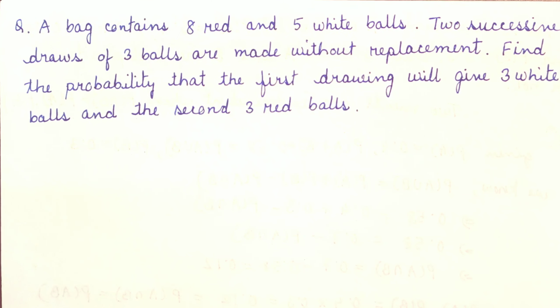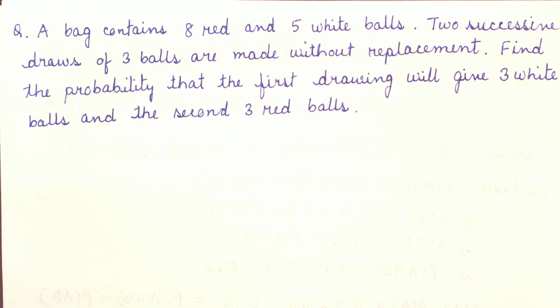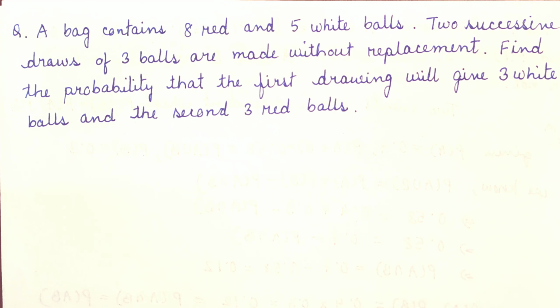Next question. A bag contains 8 red and 5 white balls. Two successive draws of 3 balls are made without replacement. That means when we draw one ball, after that for the second draw these 3 balls are excluded from the total number of balls. This is called without replacement. Find the probability that the first drawing will give 3 white balls and the second 3 red balls.